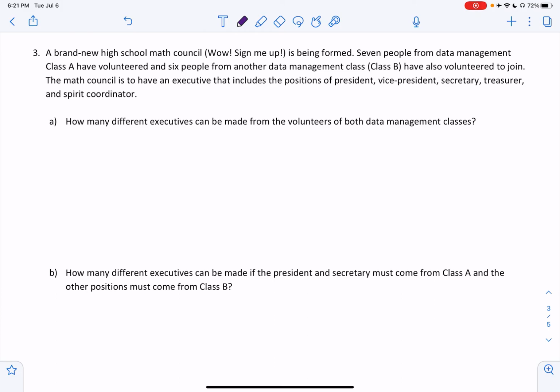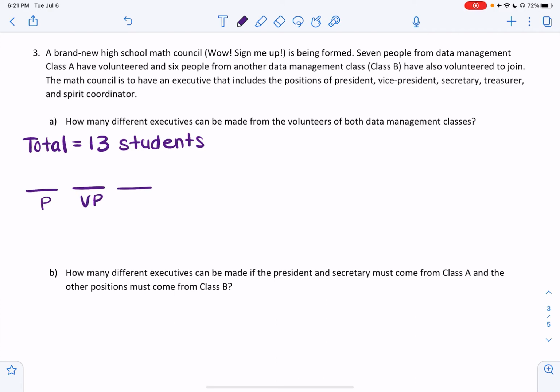So let's first think about how many students we have. How many are we working with? So our total number of people will be, we have 6 people from class B and 7 from class A. So we have 13 students total. Now, how many positions do we have? We have president, vice president, secretary, treasurer, and spirit coordinator.